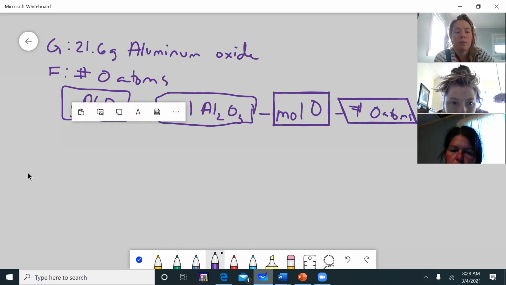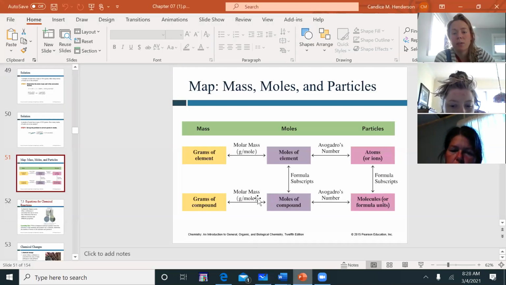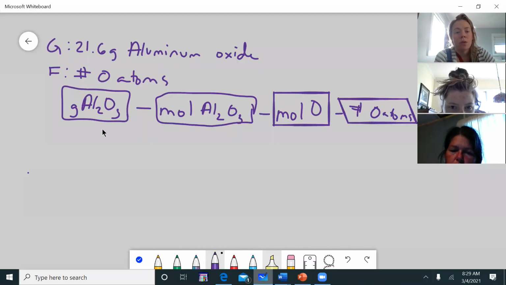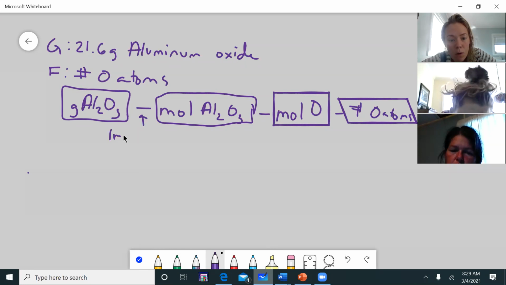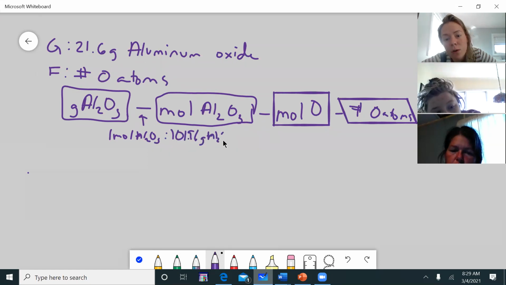Now, as far as filling in these steps, it tells you here what you need. You need the molar mass of the compound, you need the formula units, and you need Avogadro's number. So here we need the molar mass of aluminum oxide, 101.96. So I'm just going to fill in my details here. 1 mole of Al2O3 is equivalent to 101.96 grams of the Al2O3.